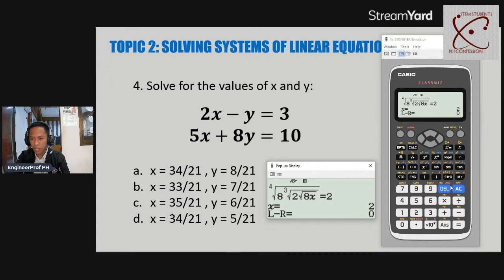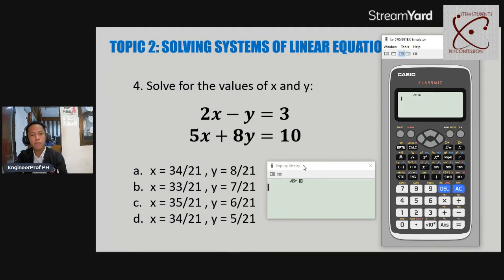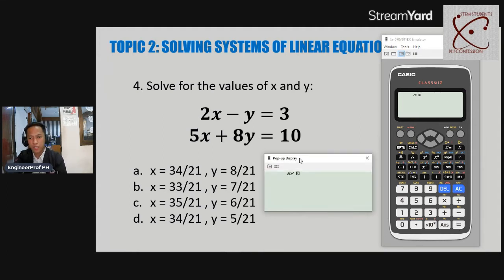Okay, so sa calculator natin, press natin si AC muna para ma-clear yung value. Or you can just clear natin all para malinis yung ating calculator, walang nakastore ng mga value. So shift, reset natin lahat, so 3. Okay, equals, yes tayo. Okay, AC. Then, solve for the values of x and y.